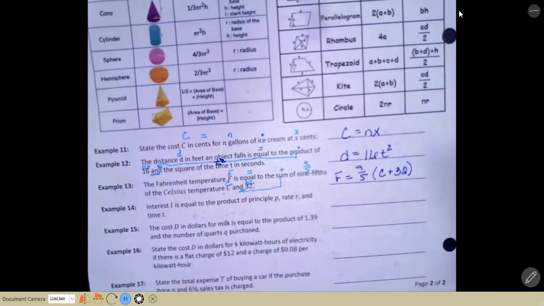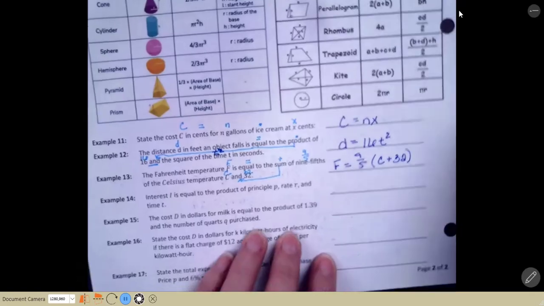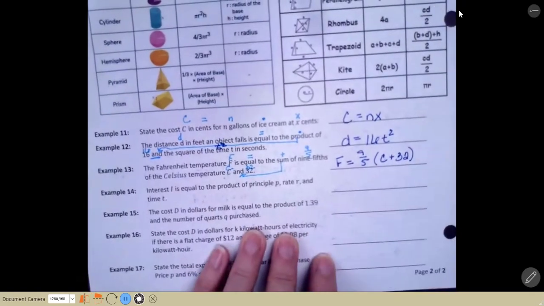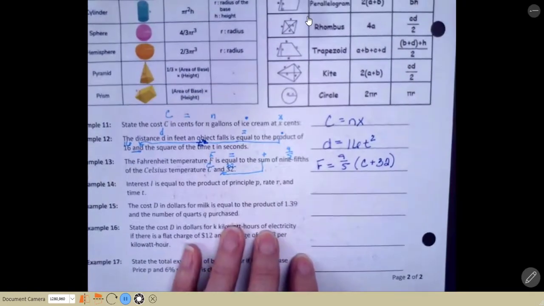What I am going to do is I'm going to have you work on the next two on your own. And then I'm going to do 16 and 17 with you. So I'm going to pause the video. You guys work on 14 and 15, and then we'll come back and we will finish this up.